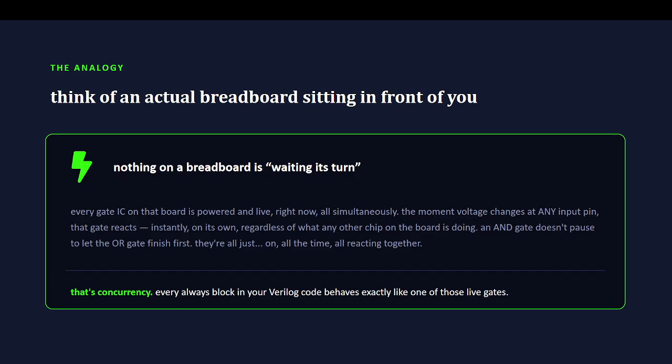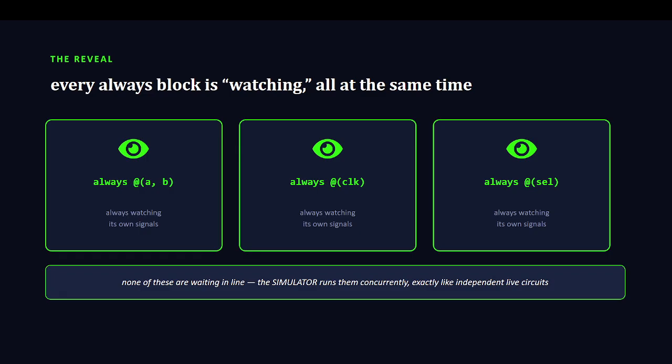Every always block you write in Verilog behaves exactly like one of those gates on the breadboard. It's not simulating a queue, it's simulating a bunch of independent, always-on pieces of hardware that all happen to be watching different signals. Next is the reveal. Every always block is watching all at the same time.